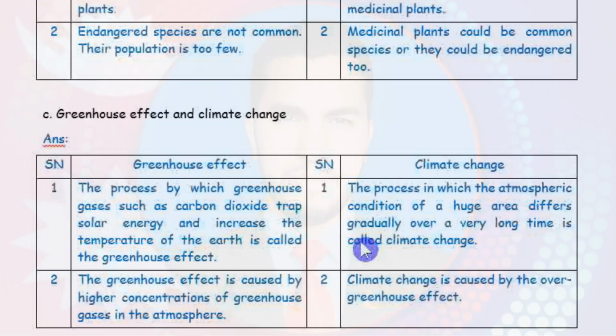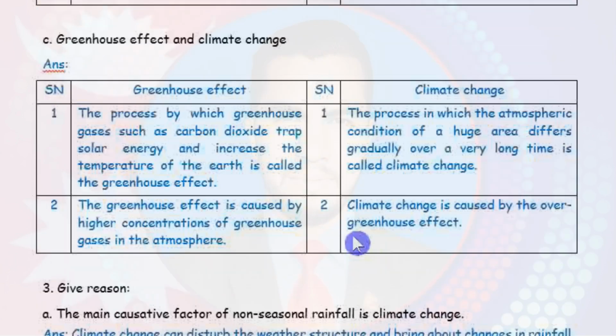Okay, now let's go to C, differences between greenhouse effect and climate change. Greenhouse effect, point number 1: the process by which greenhouse gases such as carbon dioxide trap solar energy and increase the temperature of the earth is called the greenhouse effect. But climate change is the process in which the atmospheric condition of a huge area differs gradually over a very long period of time. So the first points are the definitions, which are different from each other.